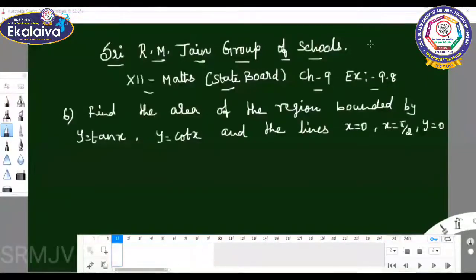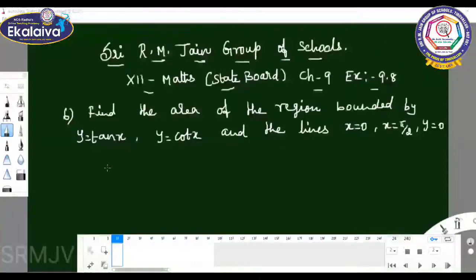This is 12th standard maths, state board, chapter 9, exercise 9.8, sixth sum. Find the area of the region bounded by y equal to tan x and y equal to cot x, and the lines x equal to 0, x equal to pi by 2, y equal to 0.